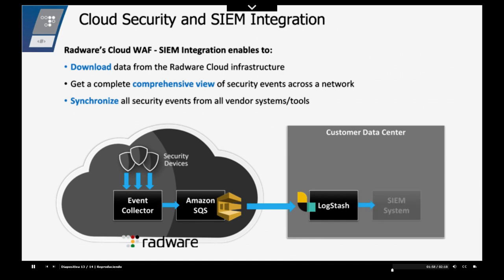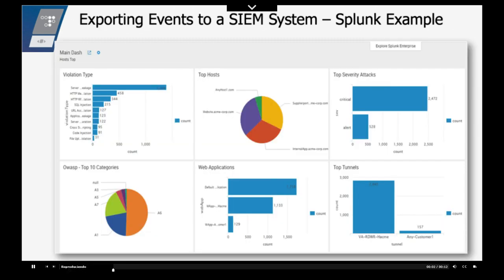Logstash writes the events to a log file or a UDP port of the SIEM system, such that the SIEM system imports the events into the SIEM database. Once the event data is in the SIEM system, users can further customize the way the data is represented using the SIEM system capabilities. Here's an example of integration with Splunk, a common SIEM system, showcasing how data from Radware cloud services can be displayed in Splunk.